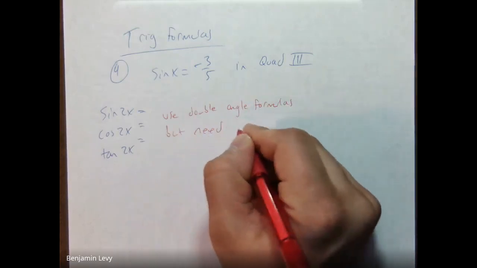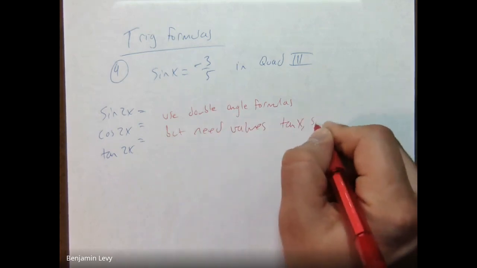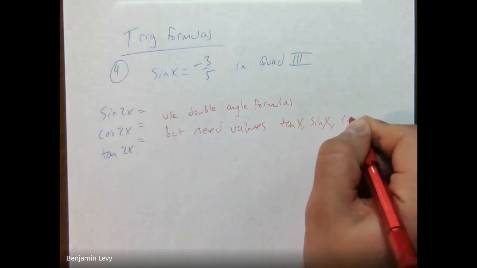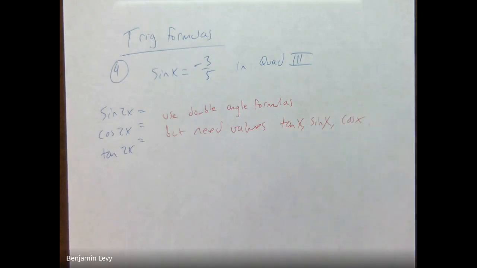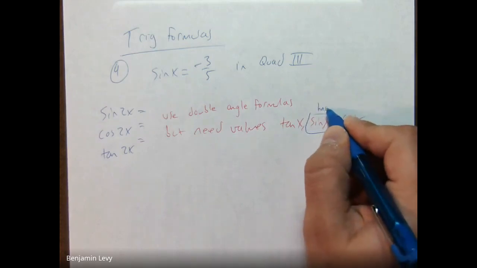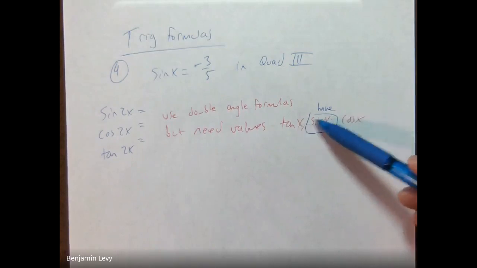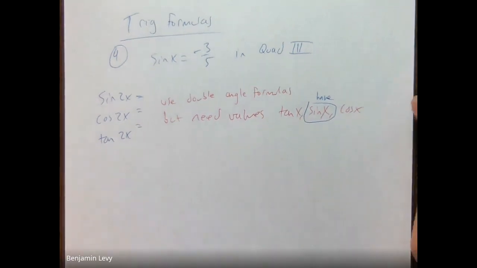But we need the values of tangent, sine, and cosine. And we're given one of those, right? So we know sine. We have this one already, because that was what we were given. So we have the sine one. We just need to figure out what cosine and tangent are from that.